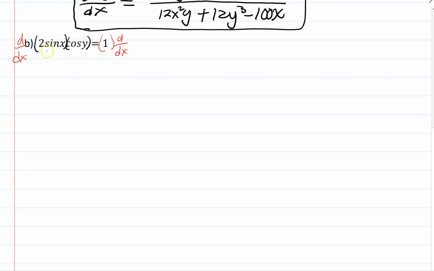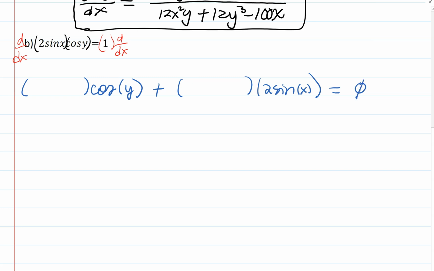So the product rule says the derivative of the first times the second, which would be cosine of y, plus the derivative of the second multiplied by the first, which would be 2 sine of x, is equal to the derivative of 1. The derivative of a constant is 0, no matter what you are taking the derivative with respect to.